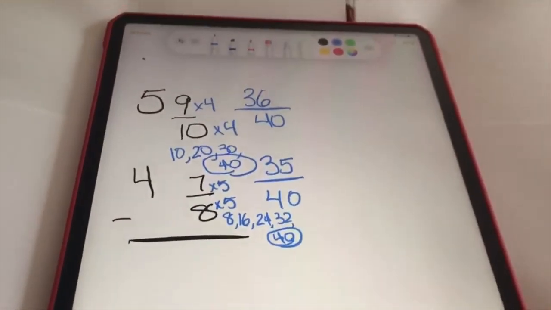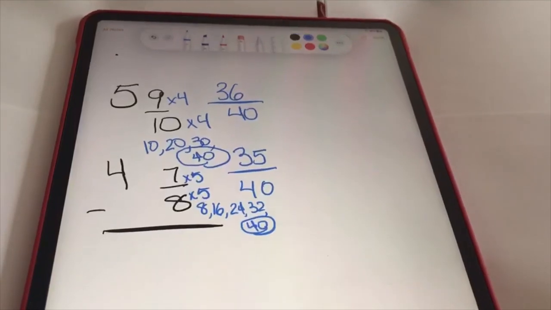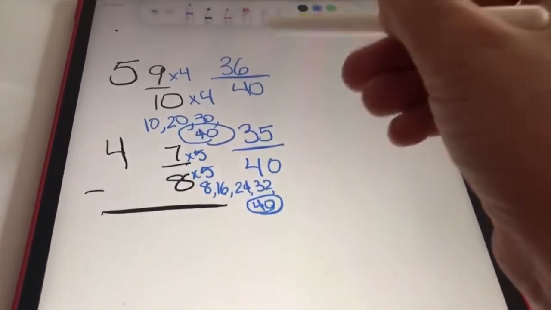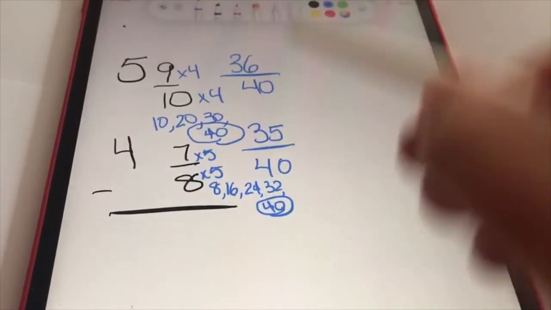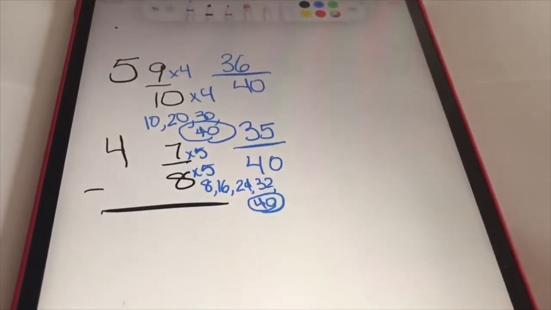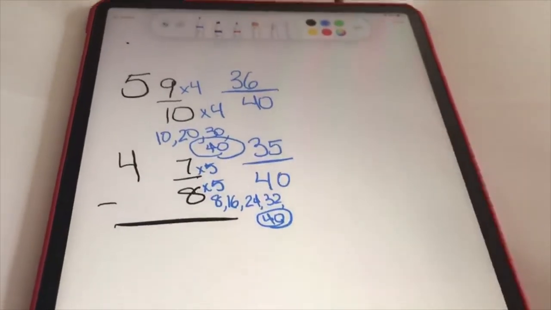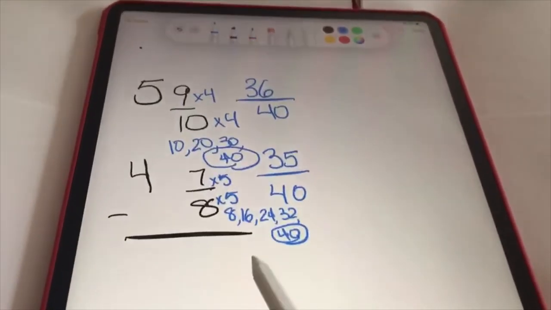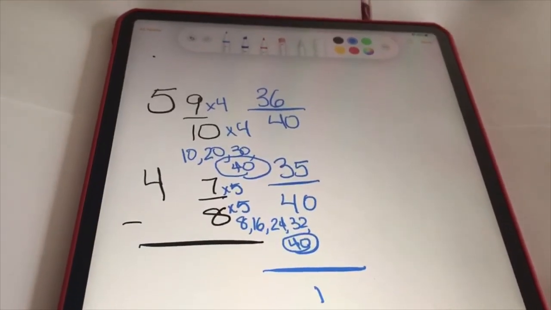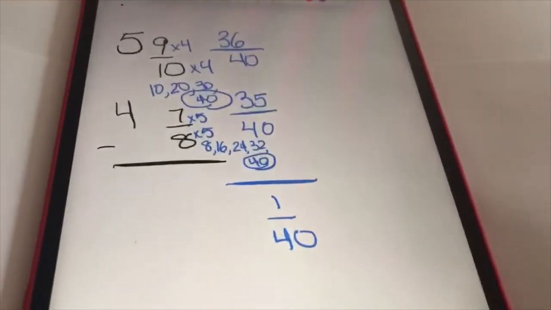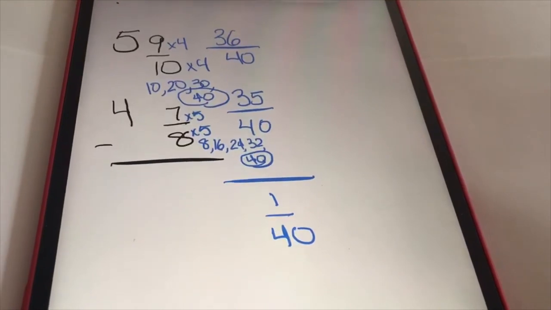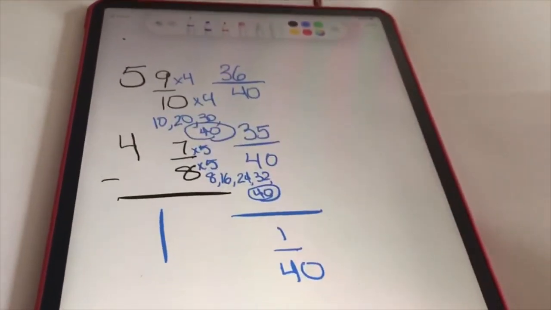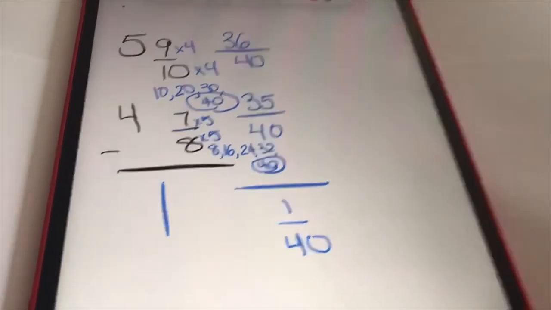Whoa, those two fractions are close together, 36/40 and 35/40. But I still know that 36/40 is greater than 35/40. So again, that's a great way to check, to make sure that you can take this number away from this number. So when I do that, I get 1/40, okay? And then 5 minus 4 is 1. All right, there you go.